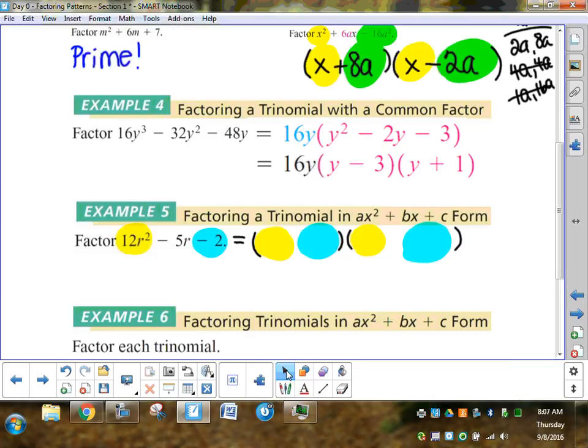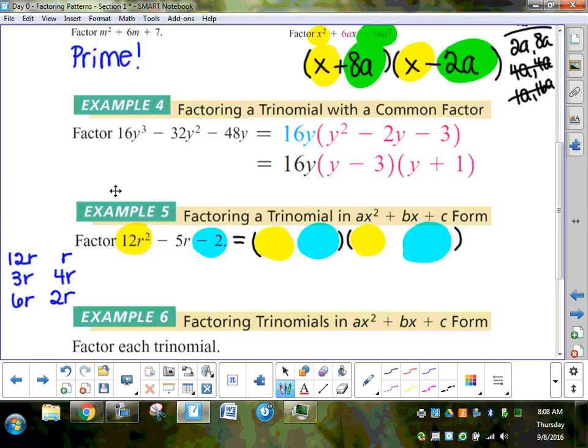So what I'll start off by doing, do this first, because I'm going to be erasing. The first thing that I would do is list out on the side the factors of 12. What can I put in these positions to give me 12r squared? Well, I could have 12r and r. I could go through and have 3r and 4r. I could also go through and have 6r and 2r. Is there anything I'm missing?